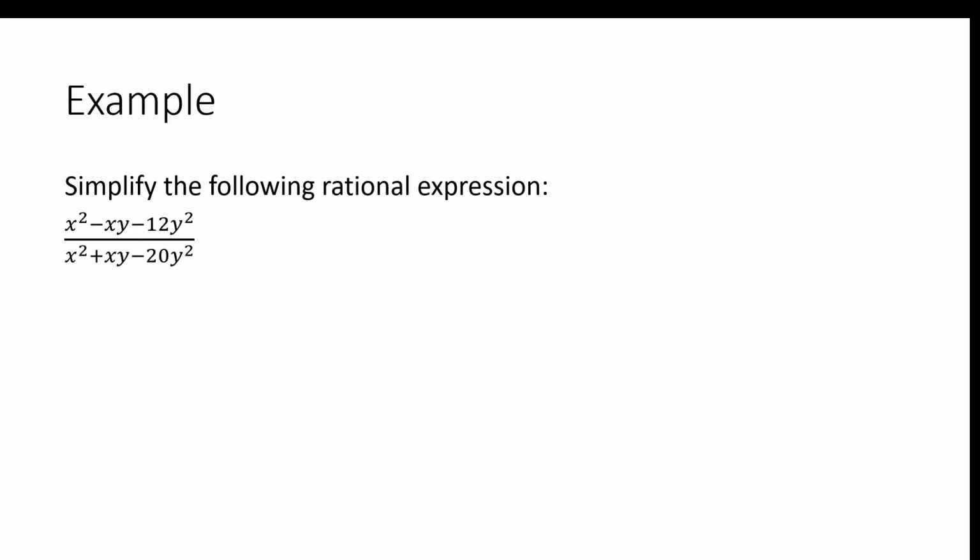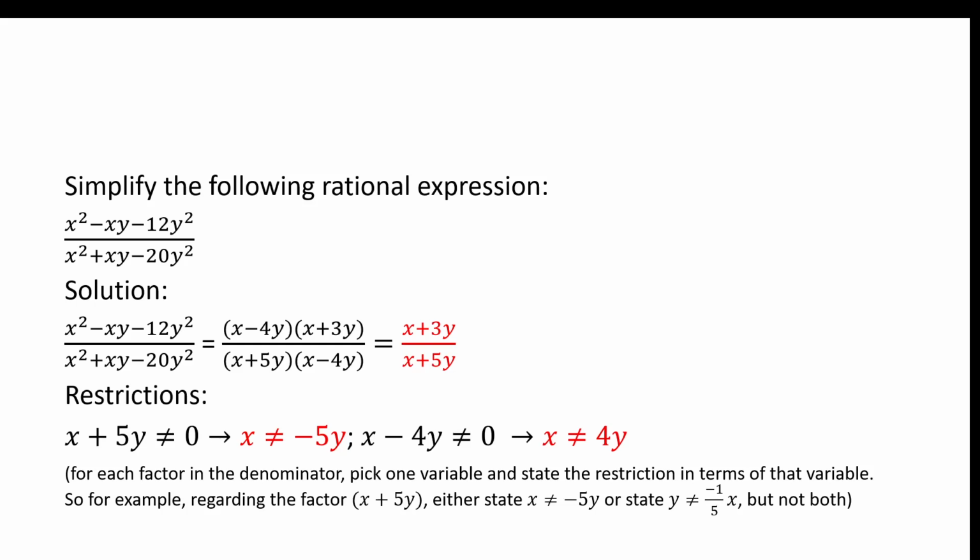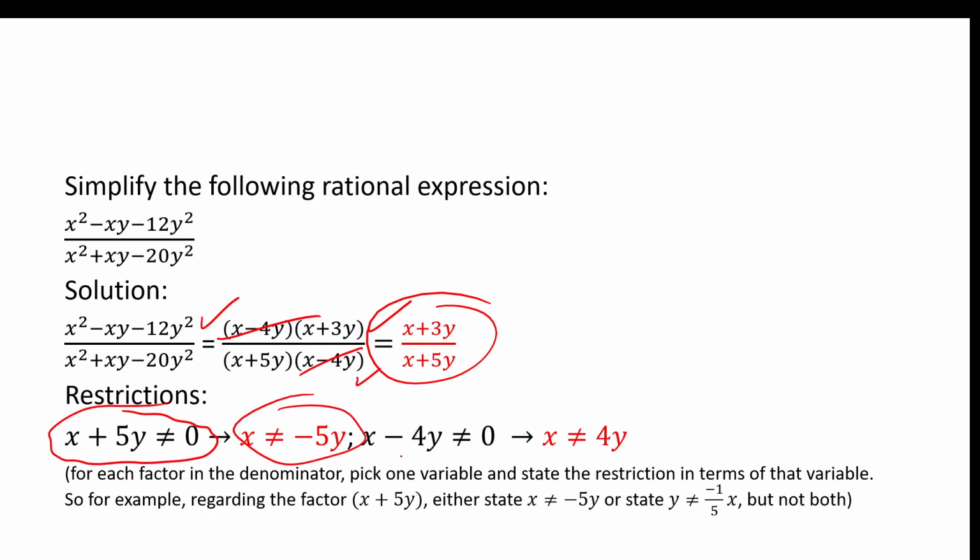Now, what if we wanted to simplify the rational expression shown? Well, we have an opportunity for complex trinomial factoring. And so we factor the first trinomial into x minus 4y times x plus 3y, the second trinomial into x plus 5y times x minus 4y. We can cross out the x minus 4y's and we're left with the expression shown, x plus 3y over x plus 5y. We know that x plus 5y cannot equal 0, meaning x cannot equal negative 5y. We know that x minus 4y cannot equal 0, meaning x cannot equal 4y. And we have our restrictions.